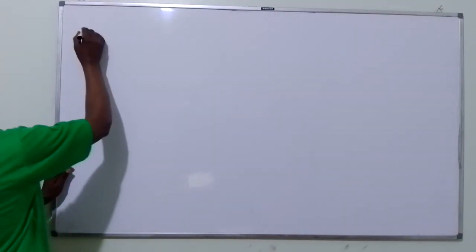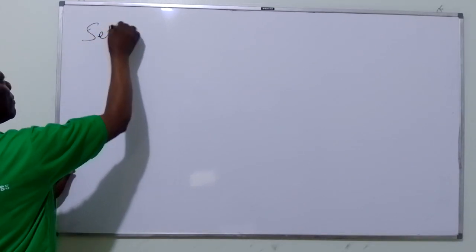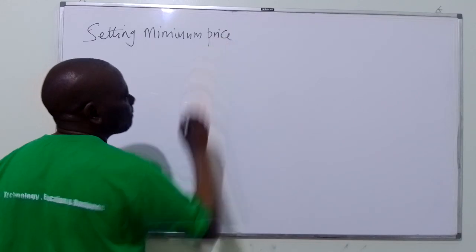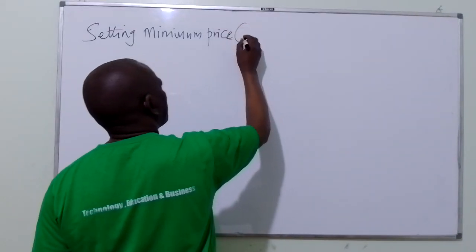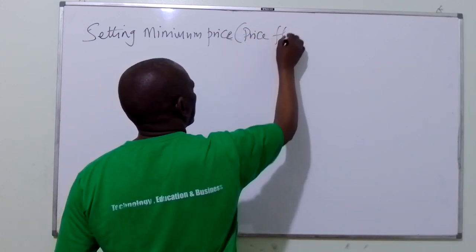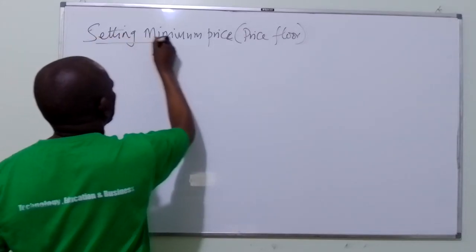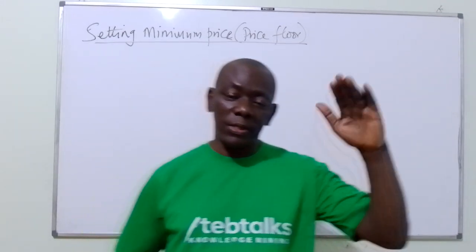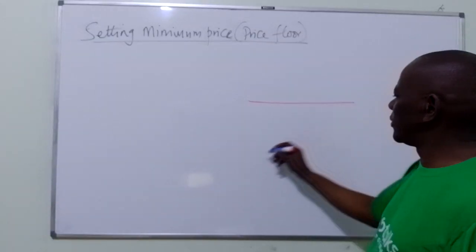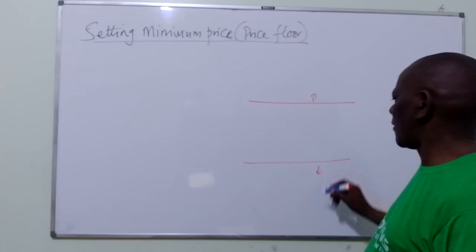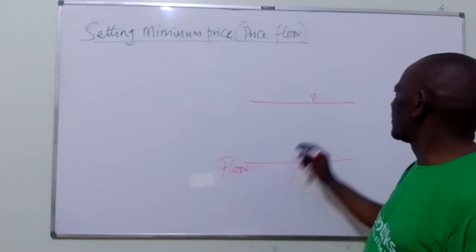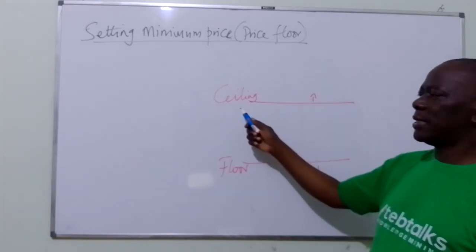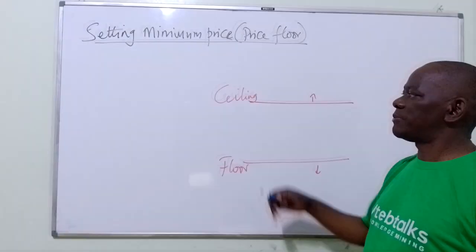So is the setting minimum price. And sometimes this one is called price floor. If you can recall, with the maximum price, we say it's price ceiling. So when you look at these two, this is ceiling, this is floor. So this is price floor. This is price ceiling. So we have looked at the maximum price, which is price ceiling.